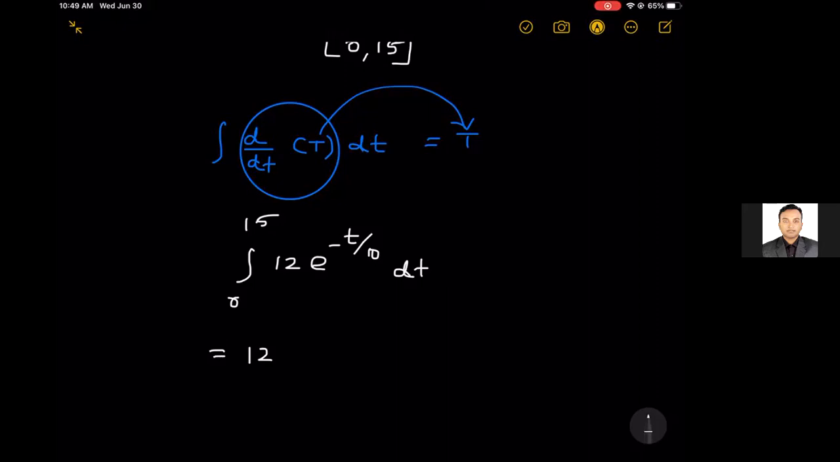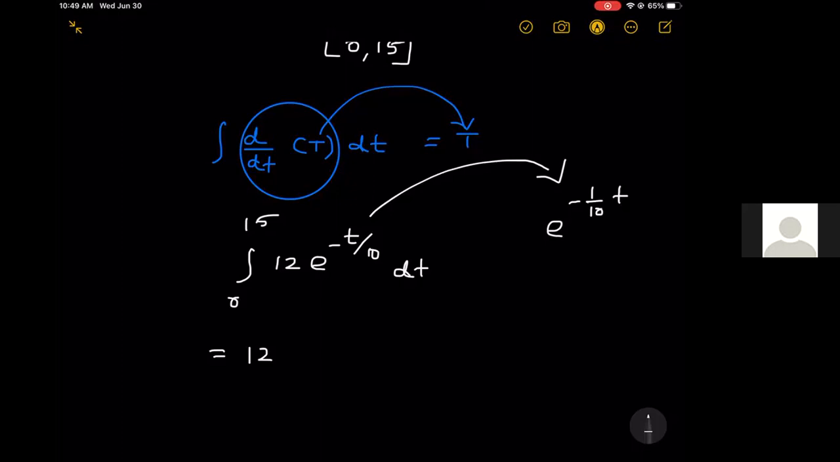No one at all? What if I rewrite this as negative 1 over 10 times t? Now can you do it? This is exactly the same, right? Negative t over 10 is exactly the same as negative 1 over 10 times t. So it would become negative 10 e to the t.